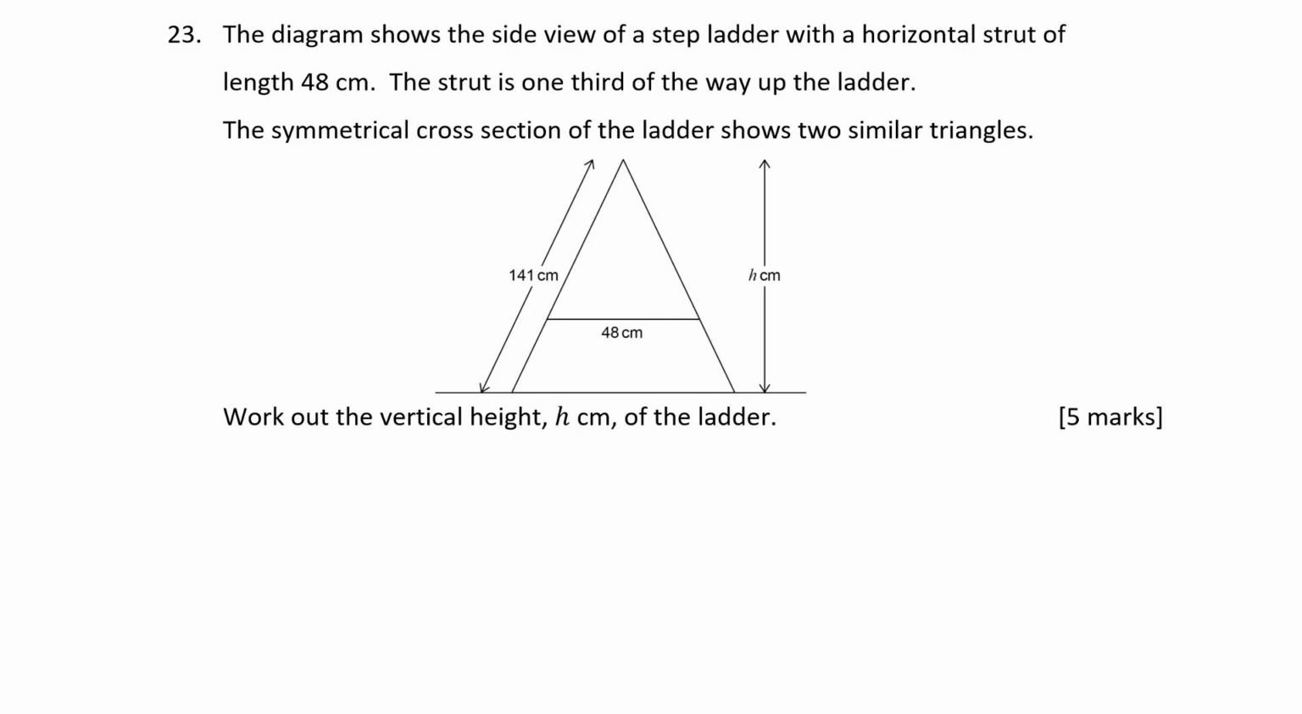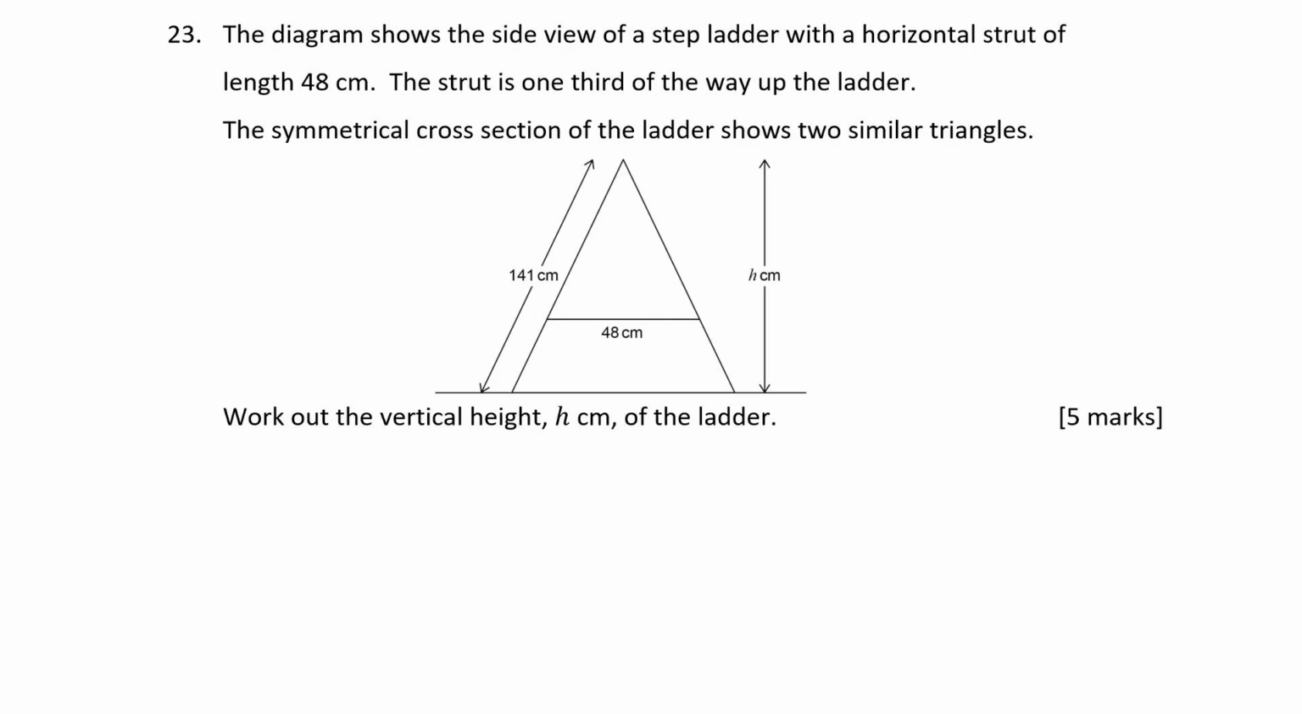Question 23. The diagram shows the side view of a step ladder with a horizontal strut of length 48 centimeters. The strut is 1/3 of the way up the ladder. The symmetrical cross section of the ladder shows 2 similar triangles. We need to work out h, the height of this ladder. Interesting question. What do we know? Is all the information in the question already on the diagram? It's got a horizontal strut, 48. The strut is 1/3 of the way up the ladder. Now that bit is missing.